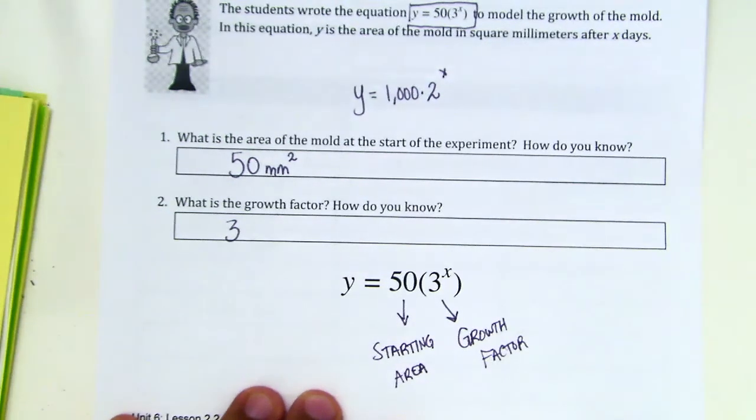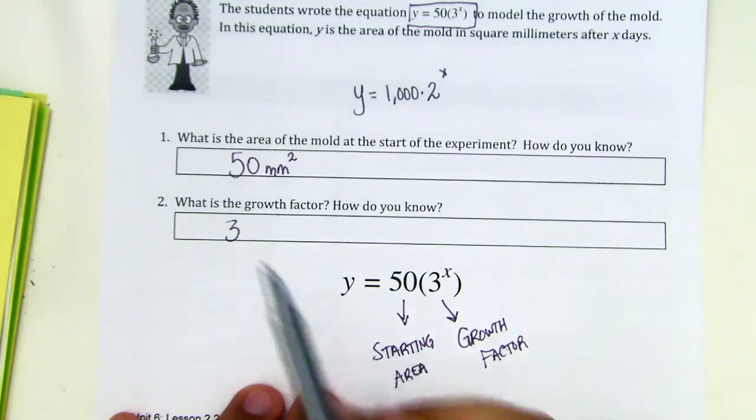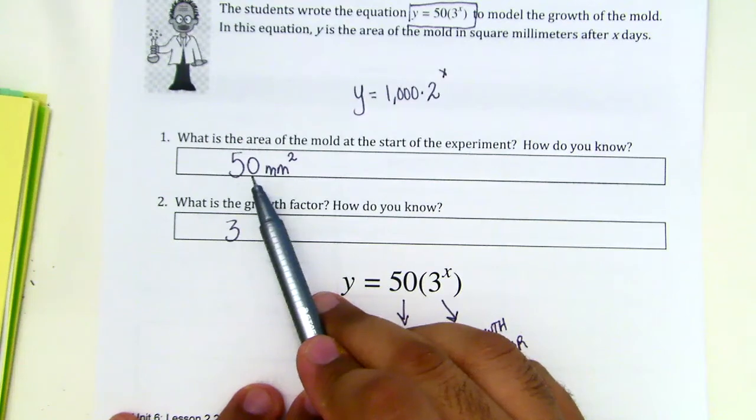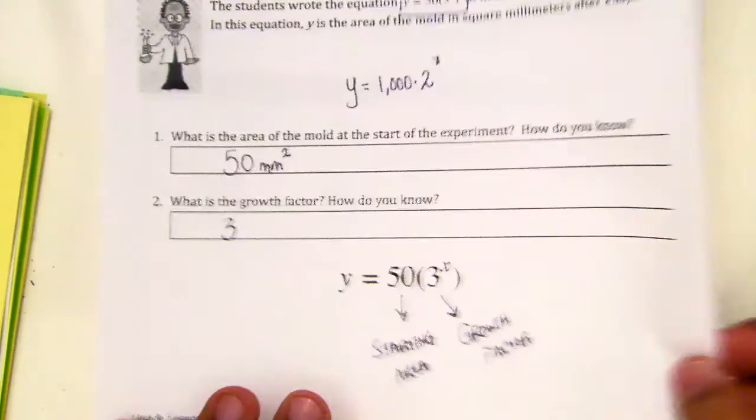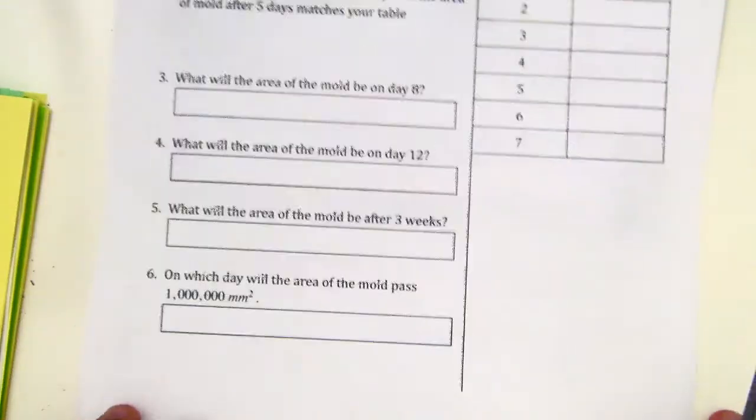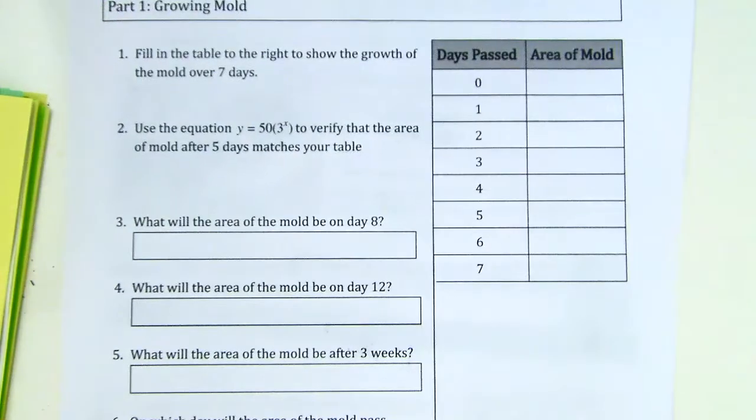So what we're going to do now is use this information. It's starting off with an area of 50 square millimeters, and it's tripling every day. So when you turn to the next page, the first thing that you're going to do is use that information to fill out this table here. So I'll help start you off.